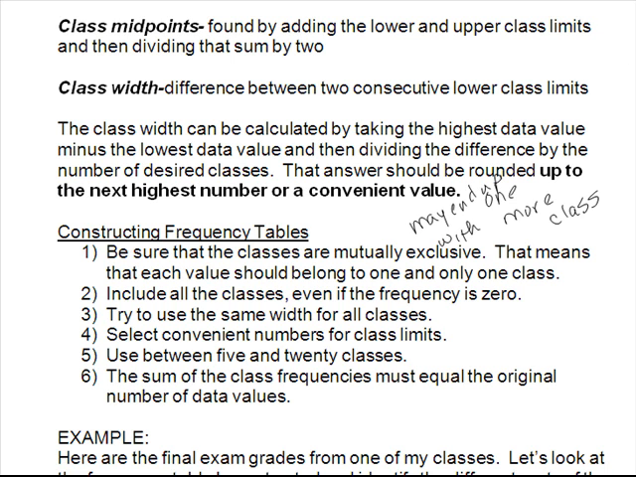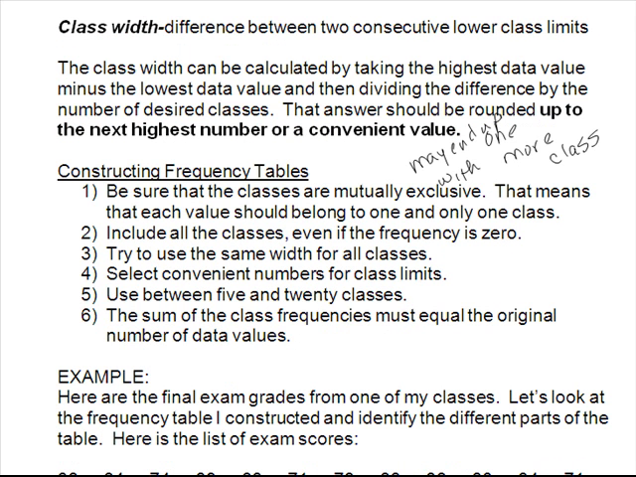Okay, there are some things we need to remember when constructing frequency tables. We want to be sure that the classes are mutually exclusive. That means that each value should belong to one and only one class. We want to include all the classes even if the frequency is 0. We want to try to use the same width for all classes. We want to select convenient numbers for the class limits. We want to use between 5 and 20 classes, and we want the sum of the class frequencies equal to the original number of data values. If it doesn't equal the number of original data values, then you have an error somewhere in your calculations.